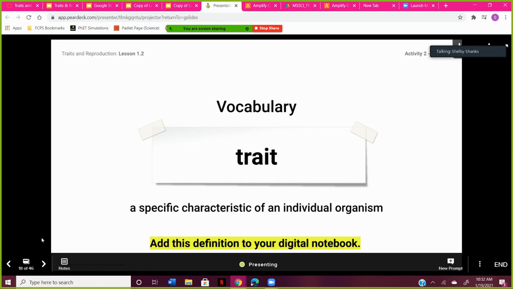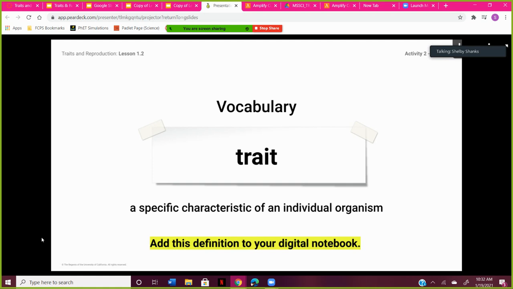All right, so trait. Trait is where we can kind of get mixed up. All right, so we have feature and trait. So trait is a specific characteristic of an individual organism. A trait is a specific characteristic of an individual organism.